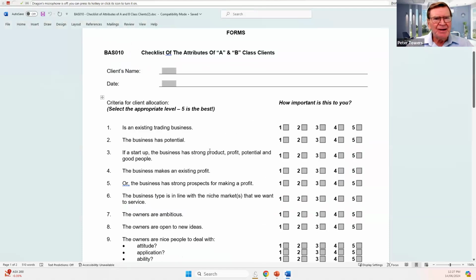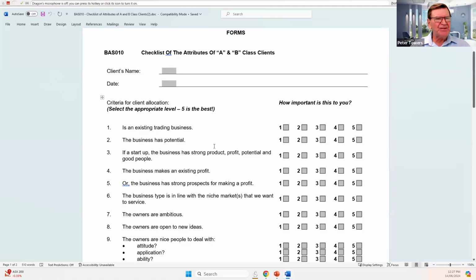Some people who are fairly advanced in offering advisory services are rejecting potential clients. They're saying, no, you don't meet our classifications for the type of clients that we want in our firm. That's something you might want to think about. Hopefully this form will help you.